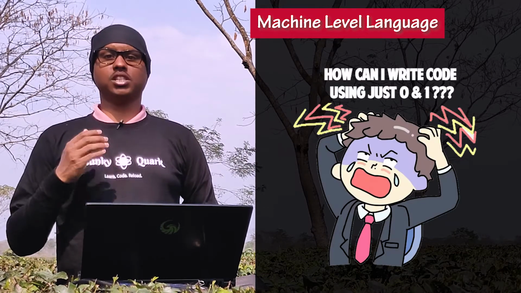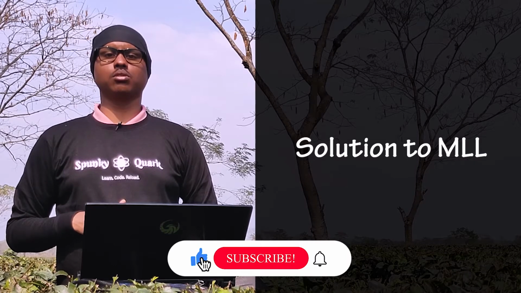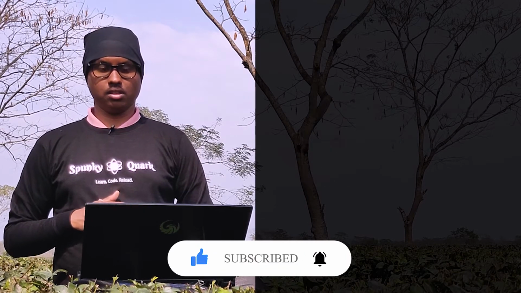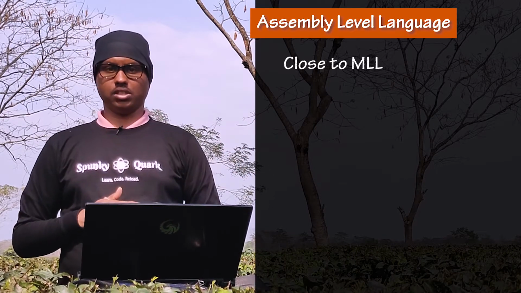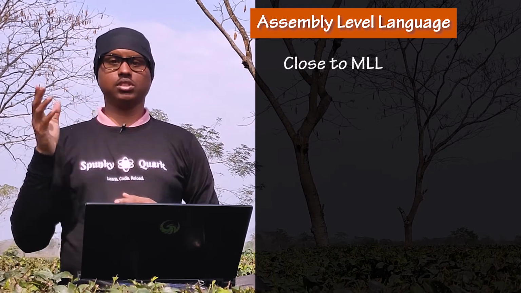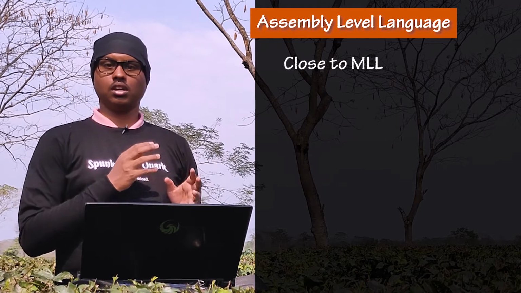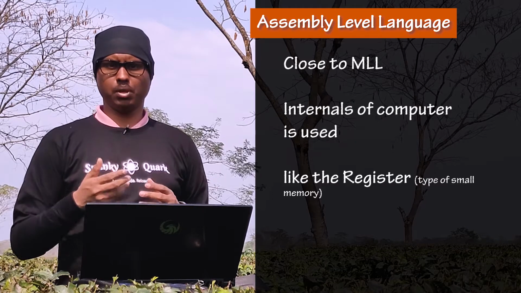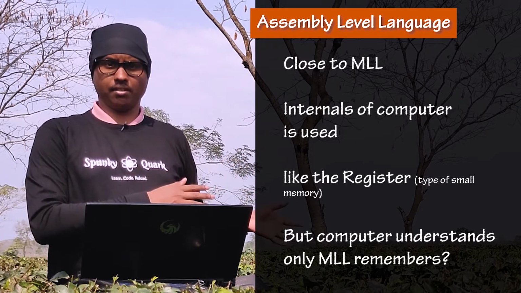Writing a program in machine level language, that is only in zeros and ones, is a very cumbersome job. So to overcome this headache, programmers introduced a new type of language called the assembly level language. Assembly level language is close to the machine level language. In machine level language, we use zeros and ones, but in assembly level language, we use the internals of the computer to write programs, like the register, which is a type of memory.